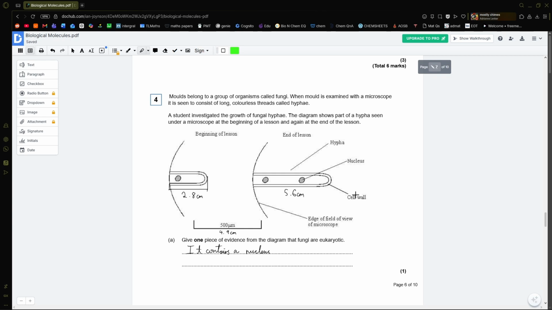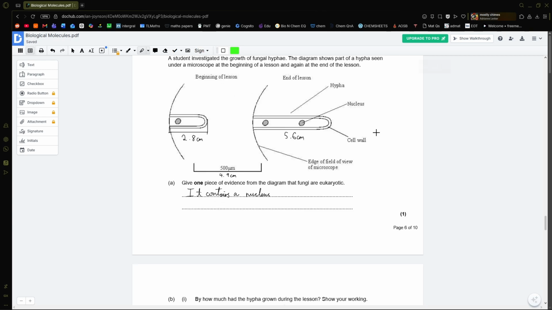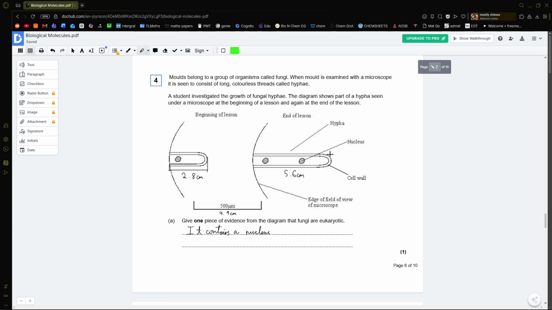Next question, question 4. Molds belong to a group of organisms called fungi. When mold is examined with a microscope, it is seen to consist of long, colorless threads called hyphae. I don't know if that's how you say it. A student investigated the growth of fungal hyphae. The diagram shows part of a hypha seen under a microscope at the beginning of a lesson and again at the end of the lesson. Here we have the beginning of the lesson, here we have the end. Give one piece of evidence from the diagram that fungi are eukaryotic.